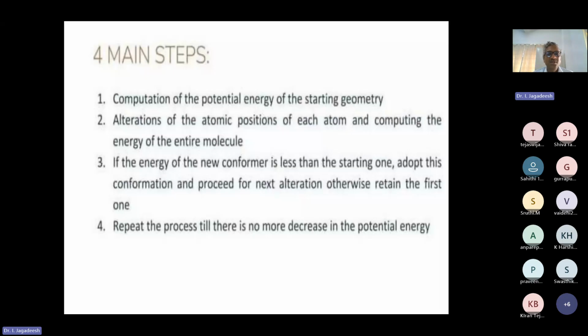This is the workflow. The second step is alteration of the atomic positions of each atom and computing the energy of the entire molecule. We are altering it through 360 degrees and computing the energy states of the entire molecule. So that is global minima and local minima, both we are seeing. The entire molecule, what is its energy state, we are also finding. In the third step, if the energy of the new conformer is less than the starting one, adopt this conformation and proceed for the next alteration. Otherwise, retain the first one.